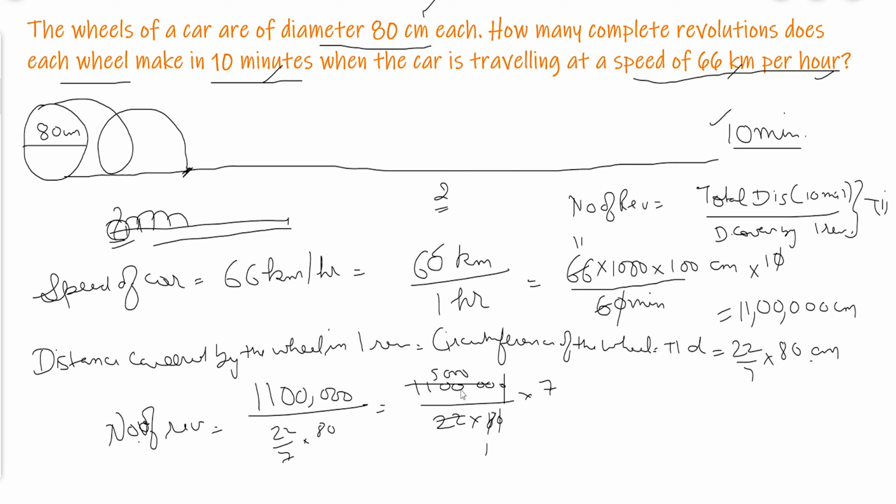When we divide 5000 by 8, we'll be getting here 625, and after multiplying 625 by 7, we'll be getting 4375. This is our answer. The wheel will take 4375 revolutions in 10 minutes.